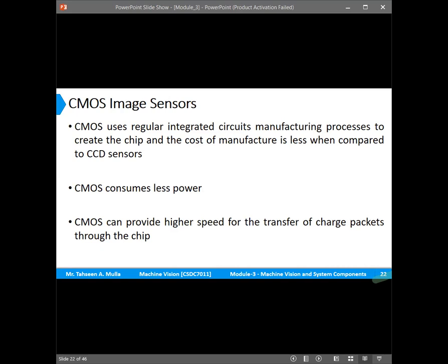CMOS can provide higher speed for the transfer of charge packets through the chip, as the quality is low and consumption of power is low. Quality low means there will be fewer pixels. So obviously the speed of transfer of the electrical charge signals in packets via the chip will be faster compared to CCD.